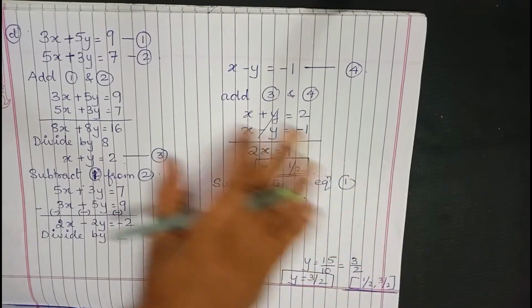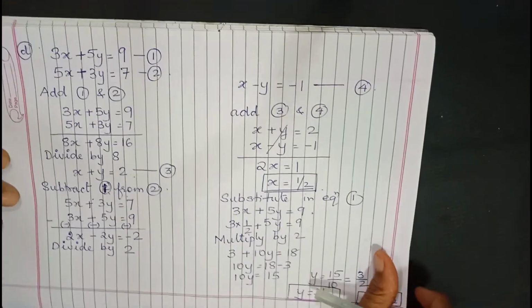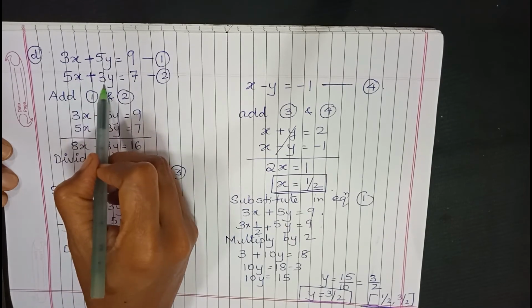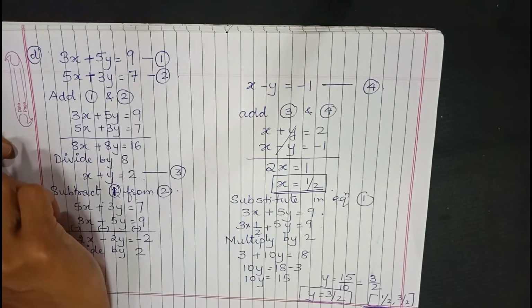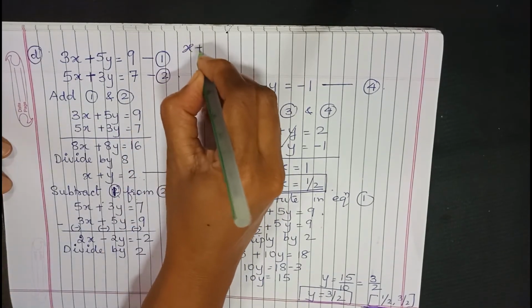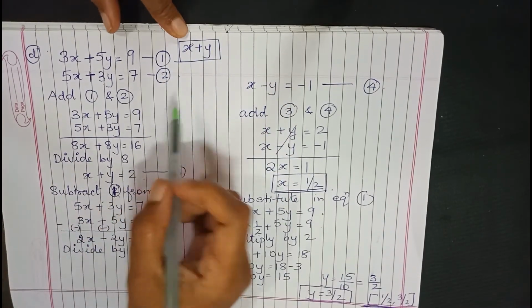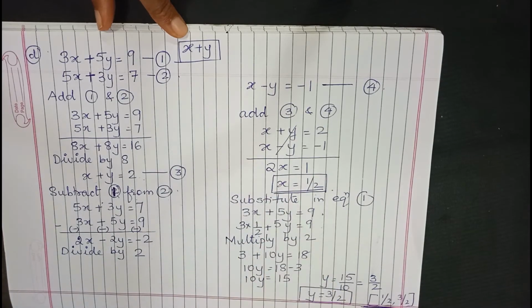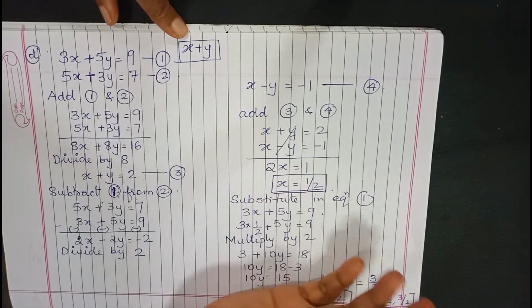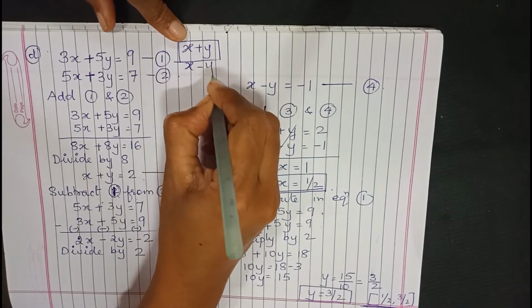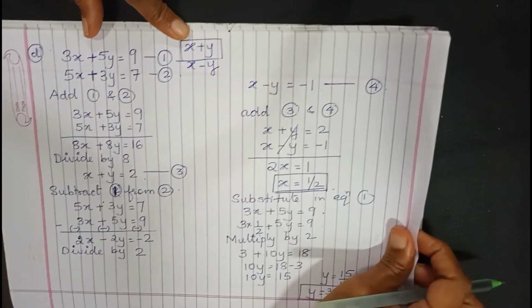Let's take one more example. Let us say we have an example here. 3x plus 5y is 9 and 5x plus 3y is equal to 7. And the question says, find the value of x plus y, right? Now it is not telling us to solve, but here I am showing you the solved example also. But many a times it asks find the value of x plus y or find the value of x minus y. Then what to do?